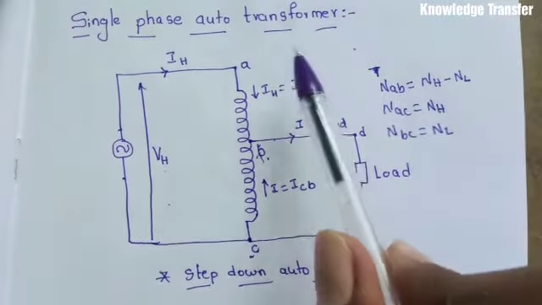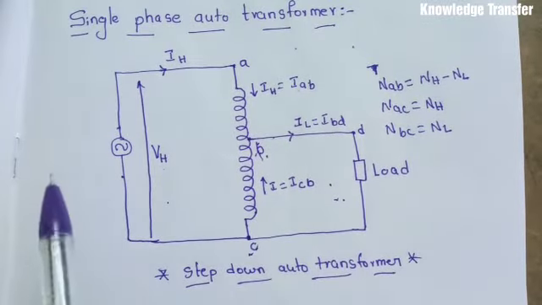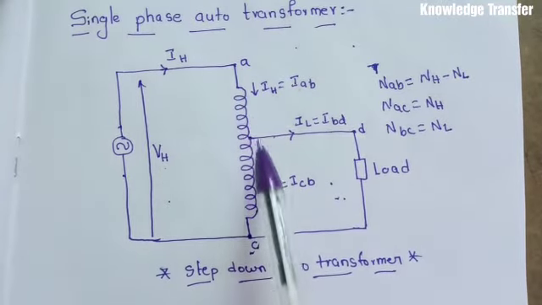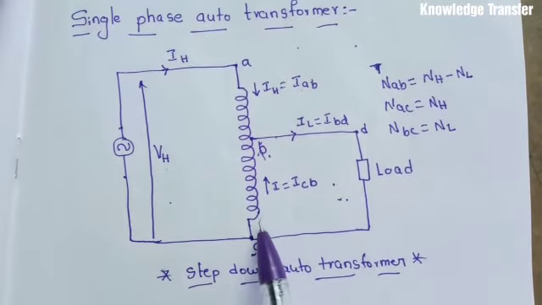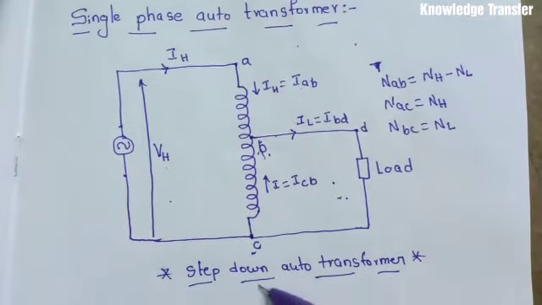We look into single phase auto transformer. This is the single phase auto transformer circuit. If you see, the single phase auto transformer has only one winding, but a conventional two winding transformer has two windings. And also this is a step down auto transformer.